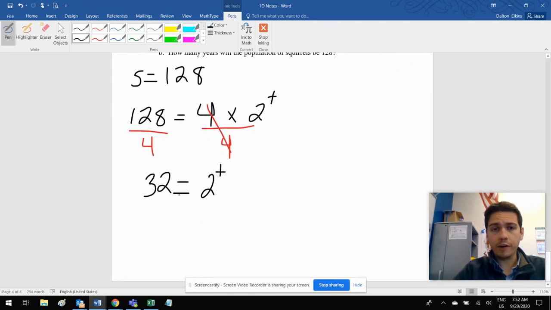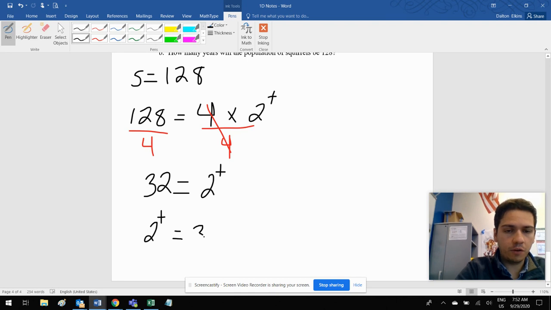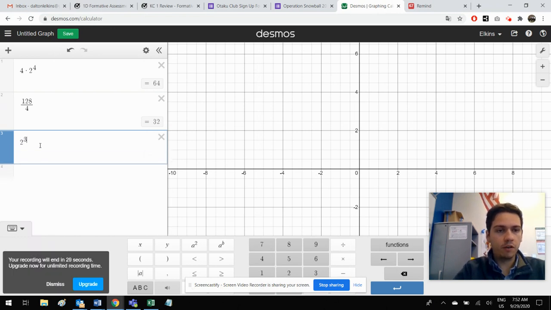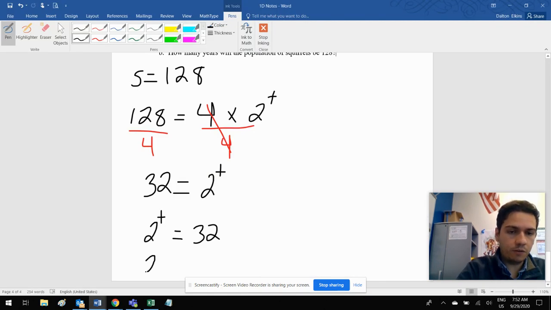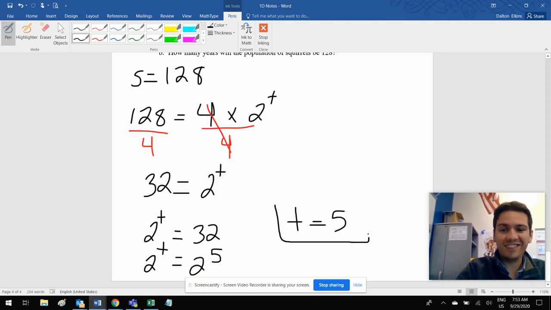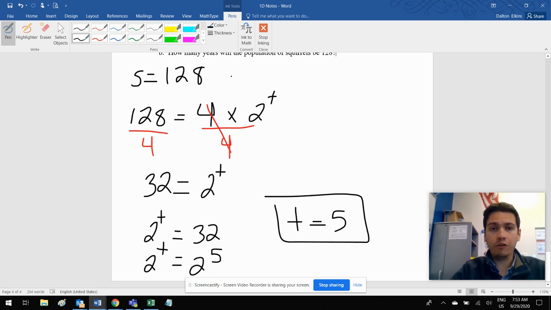And here it's just solving an equation like we were doing in 1D, right? I want to rewrite this so they have the same base. It's kind of flipped. You're probably used to seeing it as 2 to the t equals 32. But that doesn't matter, you could write it whichever way that you want. So let's look at powers of 2. So 2 to the power 2 is 4, 2 to the power 3 is 8, and so on. There we go. So we get 2 to the t equals 2 to the power 5. Therefore, t is equal to 5. It'll take 5 years for there to be 128 squirrels.